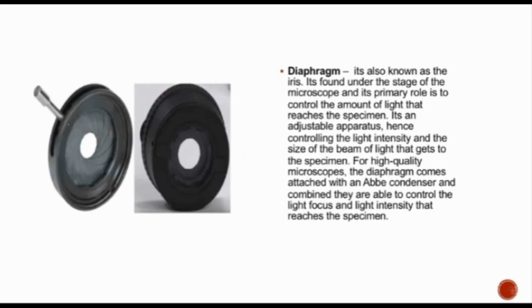Diaphragm. It is also known as the iris. It's found under the stage of the microscope and its primary role is to control the amount of light that reaches the specimen. It's an adjustable apparatus, hence controlling the light intensity and the size of the beam of light that gets to the specimen. For high-quality microscopes, the diaphragm comes attached with an Abbe condenser and combined they are able to control the light focus and light intensity that reaches the specimen.